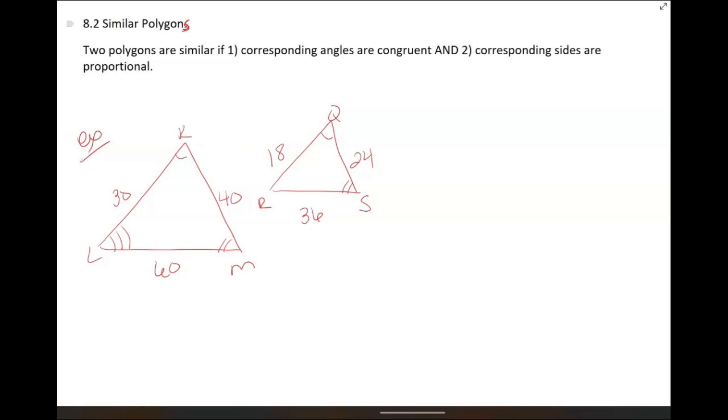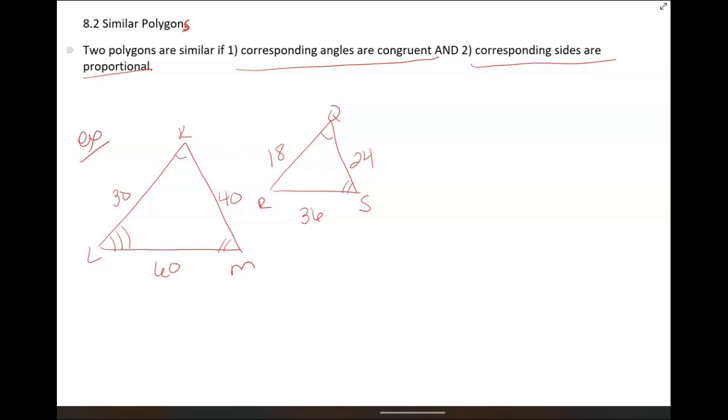All right, and we can know that polygons are similar if two things exist. One, corresponding angles have to be congruent, and two, corresponding sides have to be in proportion. So we're going to use our practice of proportions from yesterday to check to see if our sides are in proportion, and then of course we just have to check to see if our angles are congruent. If both conditions are met, the triangles are similar.